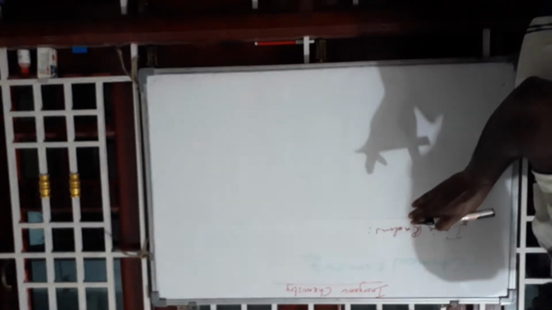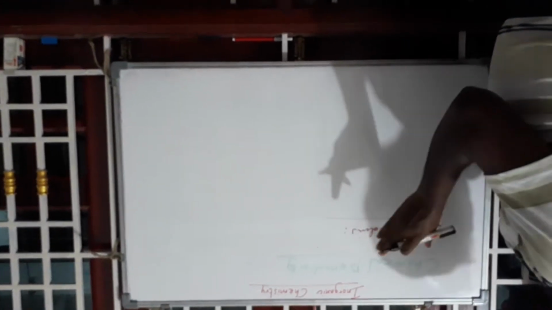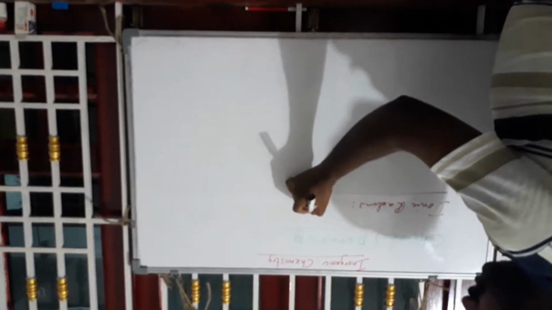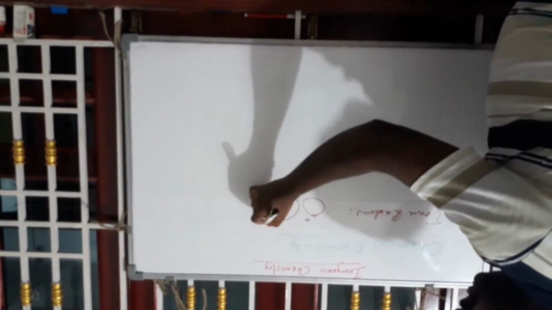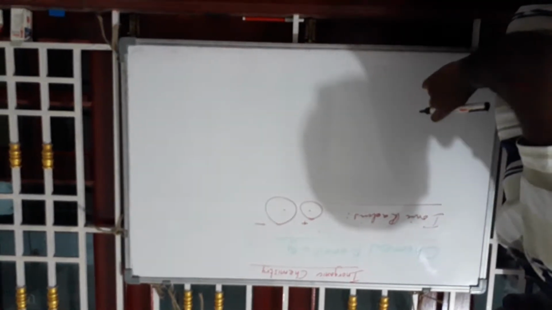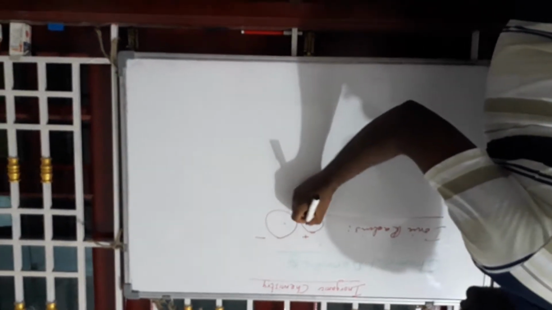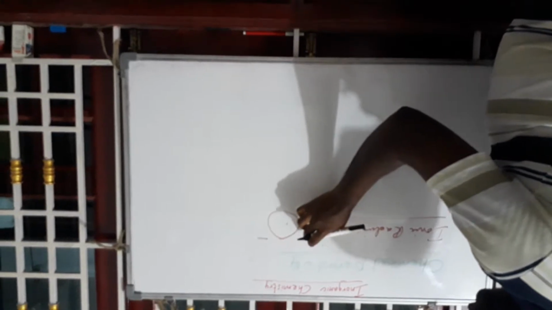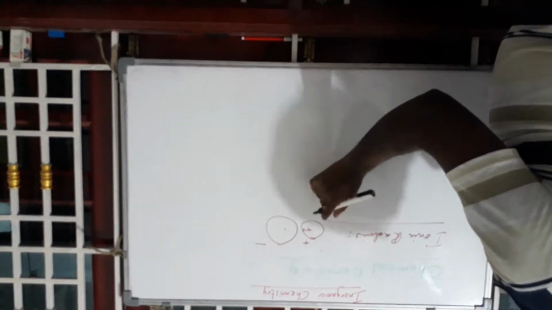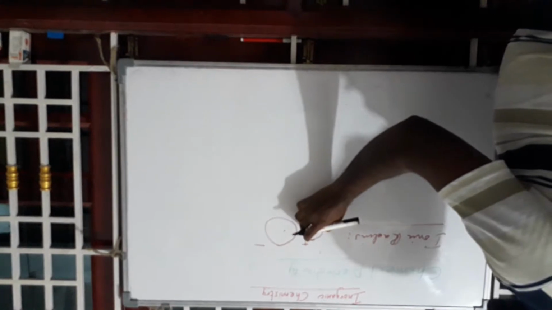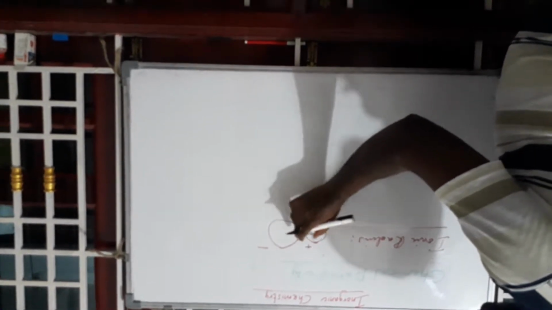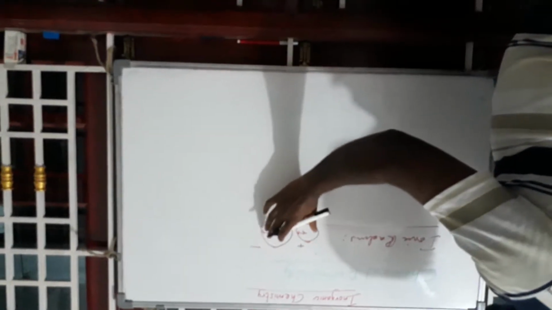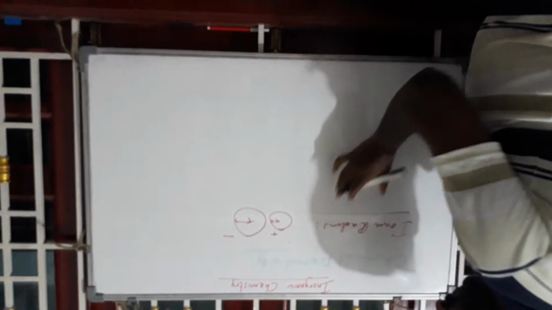Ionic radius: ionic compounds are made up of positive and negative ions, and this is the distance. The radius of a cation, which has a positive charge, is called the radius of the cation, and this is the radius of the anion. These are all called ionic radius.